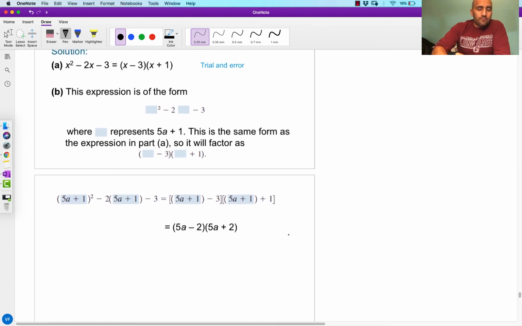Here's what the author did. Same thing, noting that there's a pattern that is established there. Blank squared minus 2 times blank minus 3. So we can do a w substitution. That blank could be thought of as the little binomial of 5a plus 1. And we end up with the same answer.